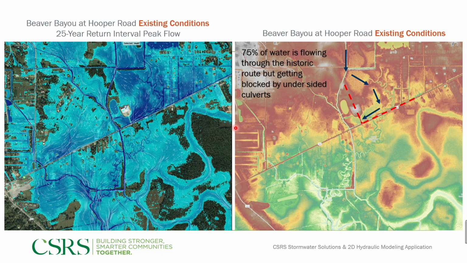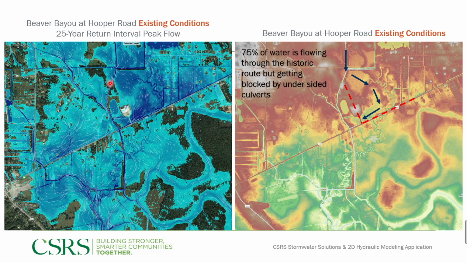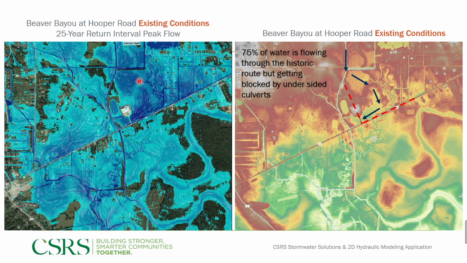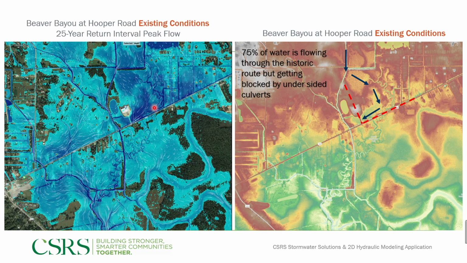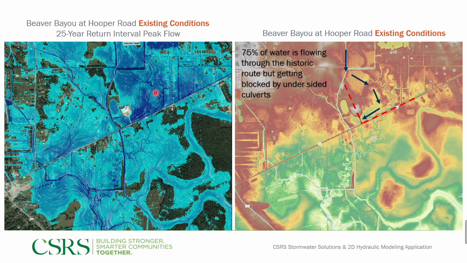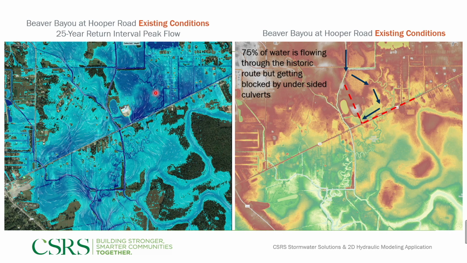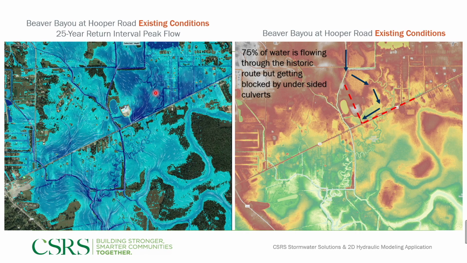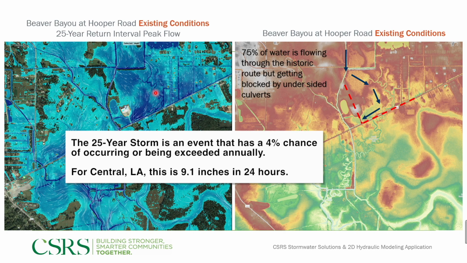So for instance, here's that main channel, and we see water going down this channel, but we also see water coming out of the bank and flowing in the direction where I pointed out earlier, that old historic channel. Turns out 75% of the water in the 25-year storm is flowing out of this main channel and collecting in the area where it used to flow.